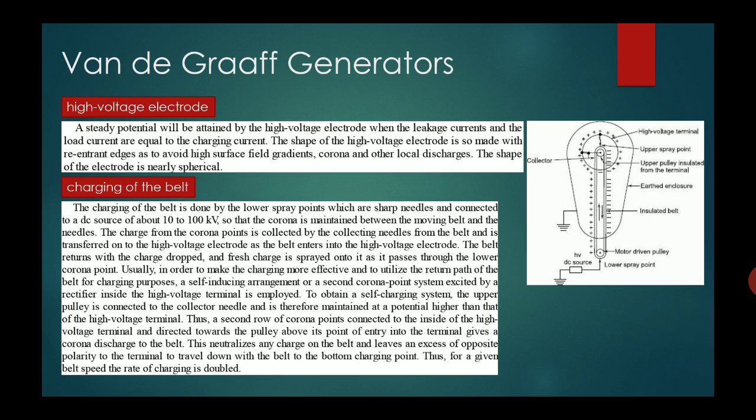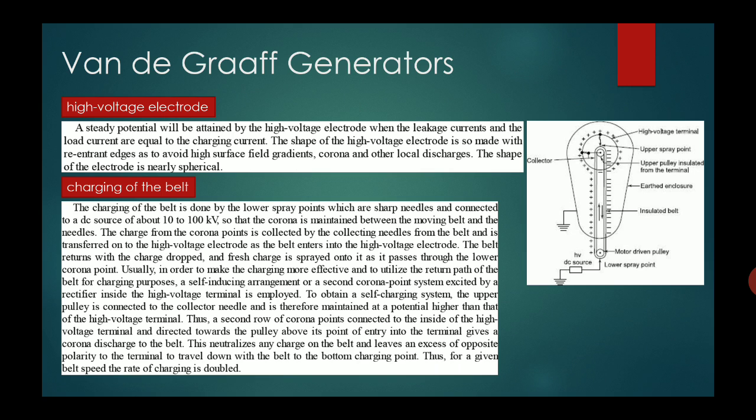lower corona point. Usually, in order to make the charging more effective and to utilize the return part of the belt for charging purposes, a self-inducing arrangement of a second corona point system is excited by rectifiers inside the high voltage terminal. To obtain a self-charging system, the upper pulley is connected to the collector needle and is therefore maintained at a potential higher than that of the high voltage terminal. So you can see that we have a high voltage terminal, which helps in maintaining the charges.